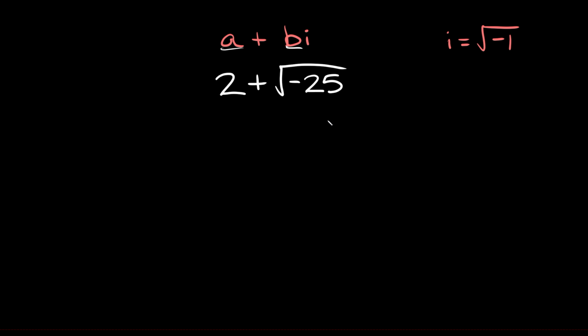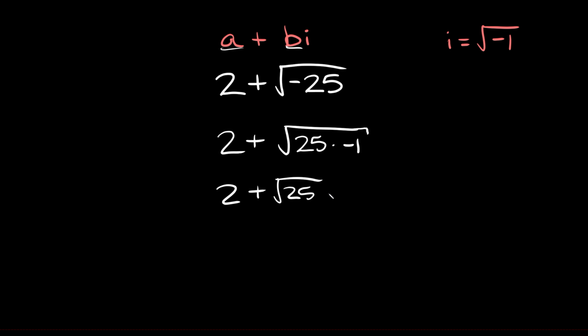Okay, so in order to write this in standard form, we have to pull out an i from this negative square root. So here, this is going to be equal to 2 plus, and then let's see what we can do with the square root of -25. Negative 25, we can split up into 25 times -1, because that's equal to negative 25. Now the next thing that we can do is break these out into their own radicals, their own square roots. So here we're going to say 2 plus the square root of 25 times the square root of -1.